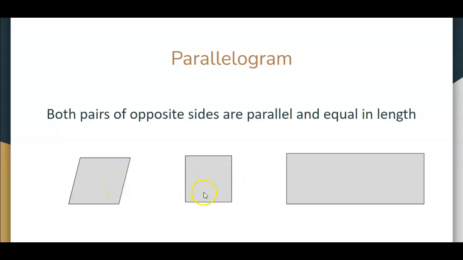Same thing for a square. In all three of these shapes, the top and the bottom will never meet, and neither will the sides. If I continue the lines on, they will never meet. And in a square, we know that all sides are the same, so definitely the top and the bottom are equal and the sides are equal. And then in this rectangle, I can see that the top and the bottom are equal length and the sides are equal length.